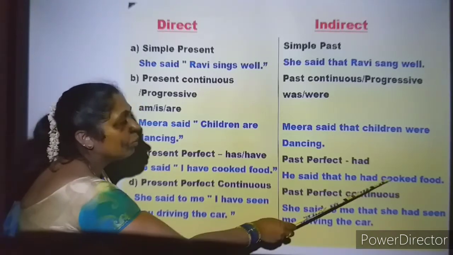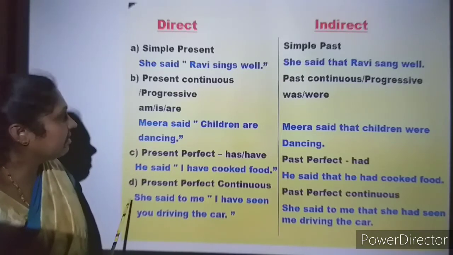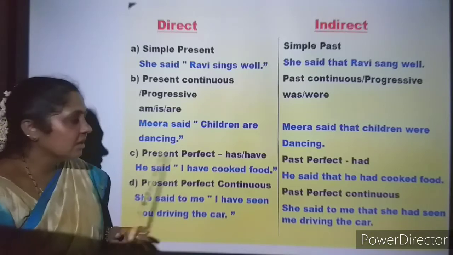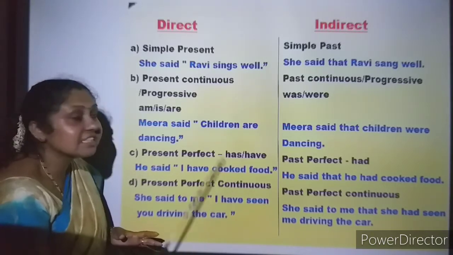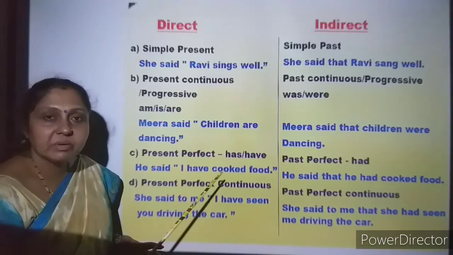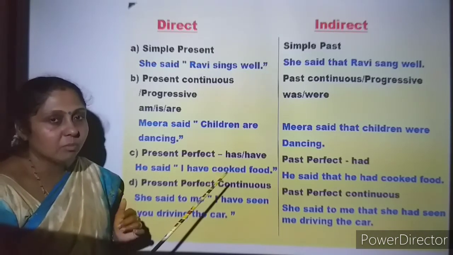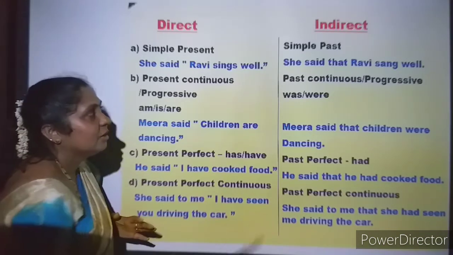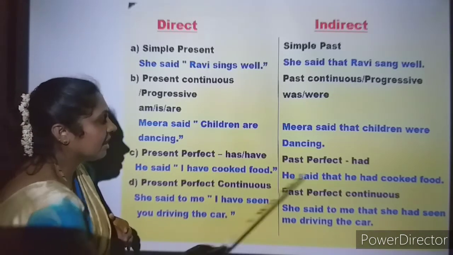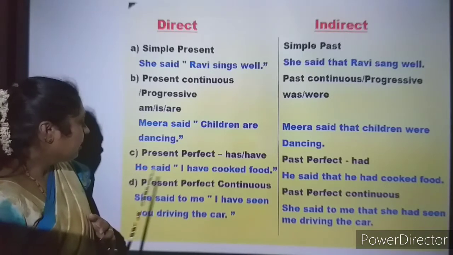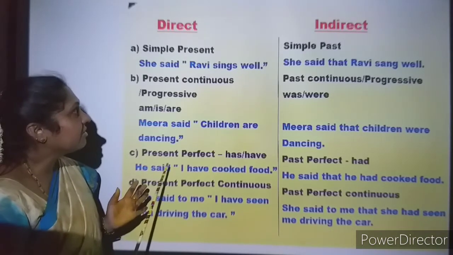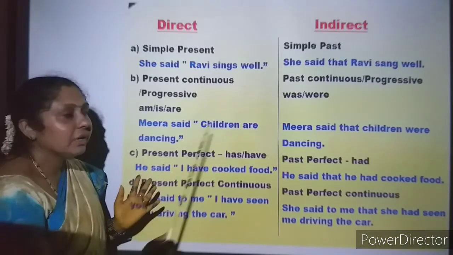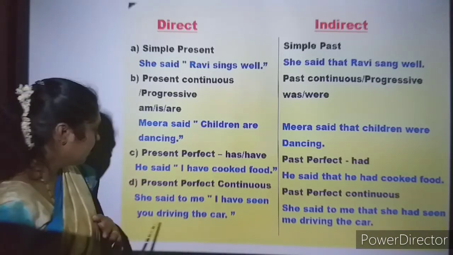One more thing you have to observe here is have or has. When you use them, the verb will be in its past participle form. Cook, cooked, cooked. So here when it changes to indirect speech, I has become he. Now this is the change of the direct speech. When the sentence is in present perfect, it will change to past perfect.